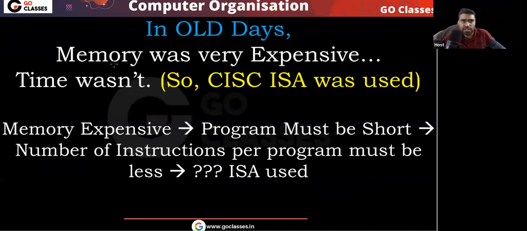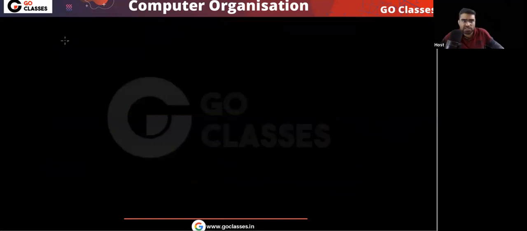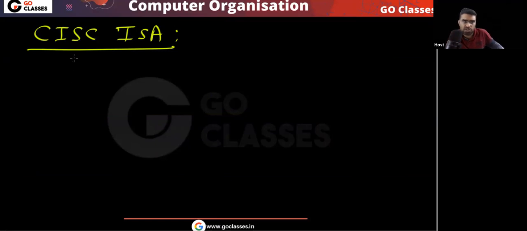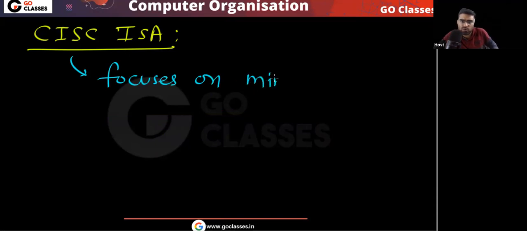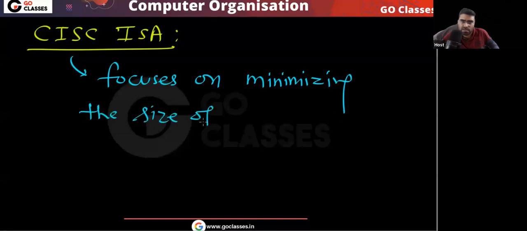See, in the old days, the memory was very expensive. So in the old days, this CISC architecture was used. What does this CISC architecture do? This CISC architecture focuses on minimizing the size of the program. Is this clear? The size of code, the size of program.